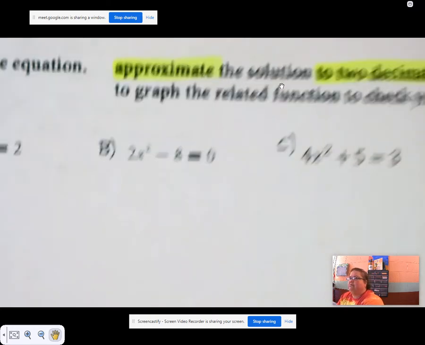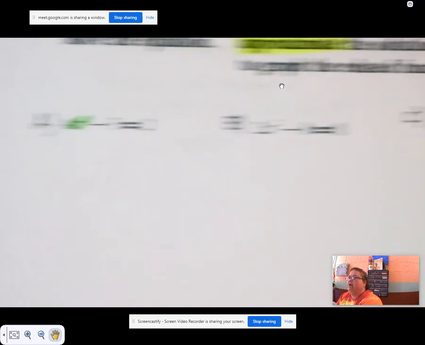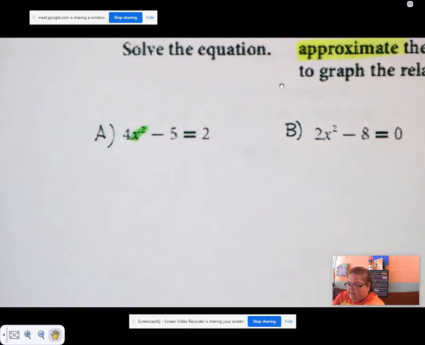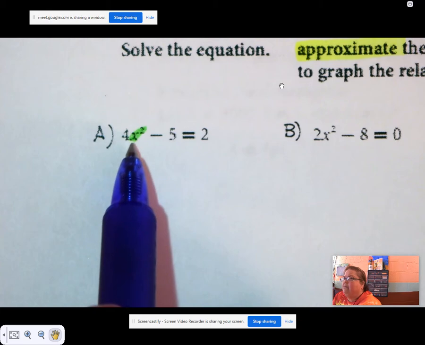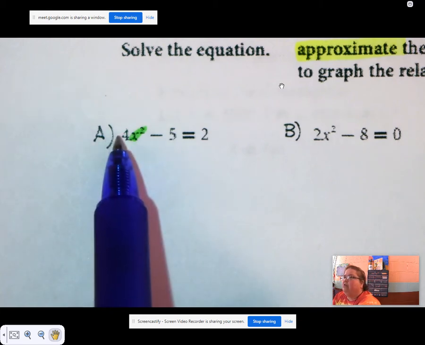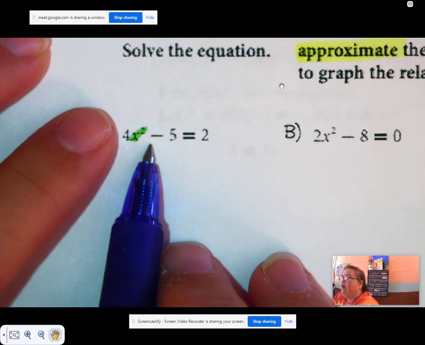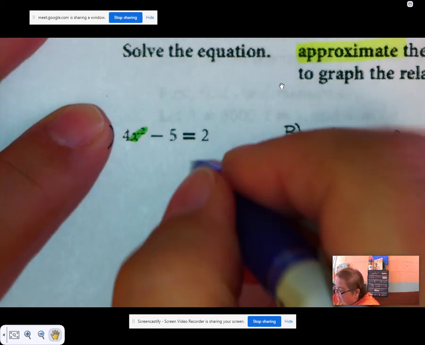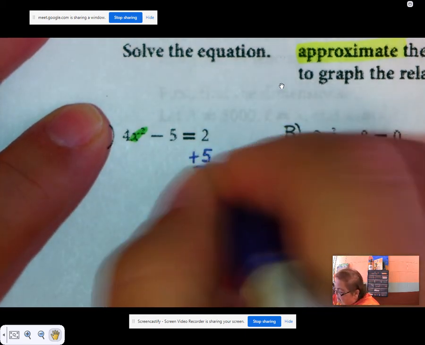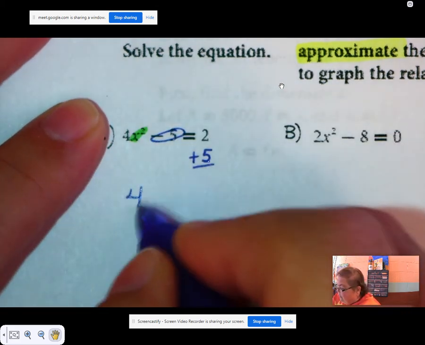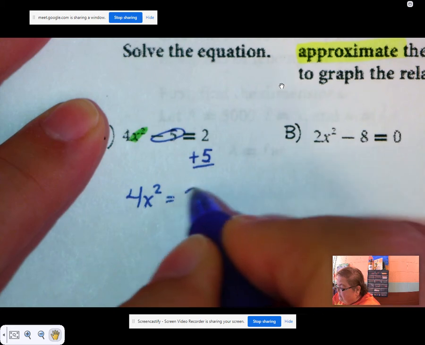So here we go. All right. I need this to be alone. I've got the 4 being multiplied and the 5 being subtracted. Whenever I solve any equation, I always get rid of the addition or subtraction first. So I'm going to get rid of minus 5. What's the inverse of minus 5? Plus 5 to the opposite side. There's a 0. That one goes away. So now I have 4x squared equals 7.